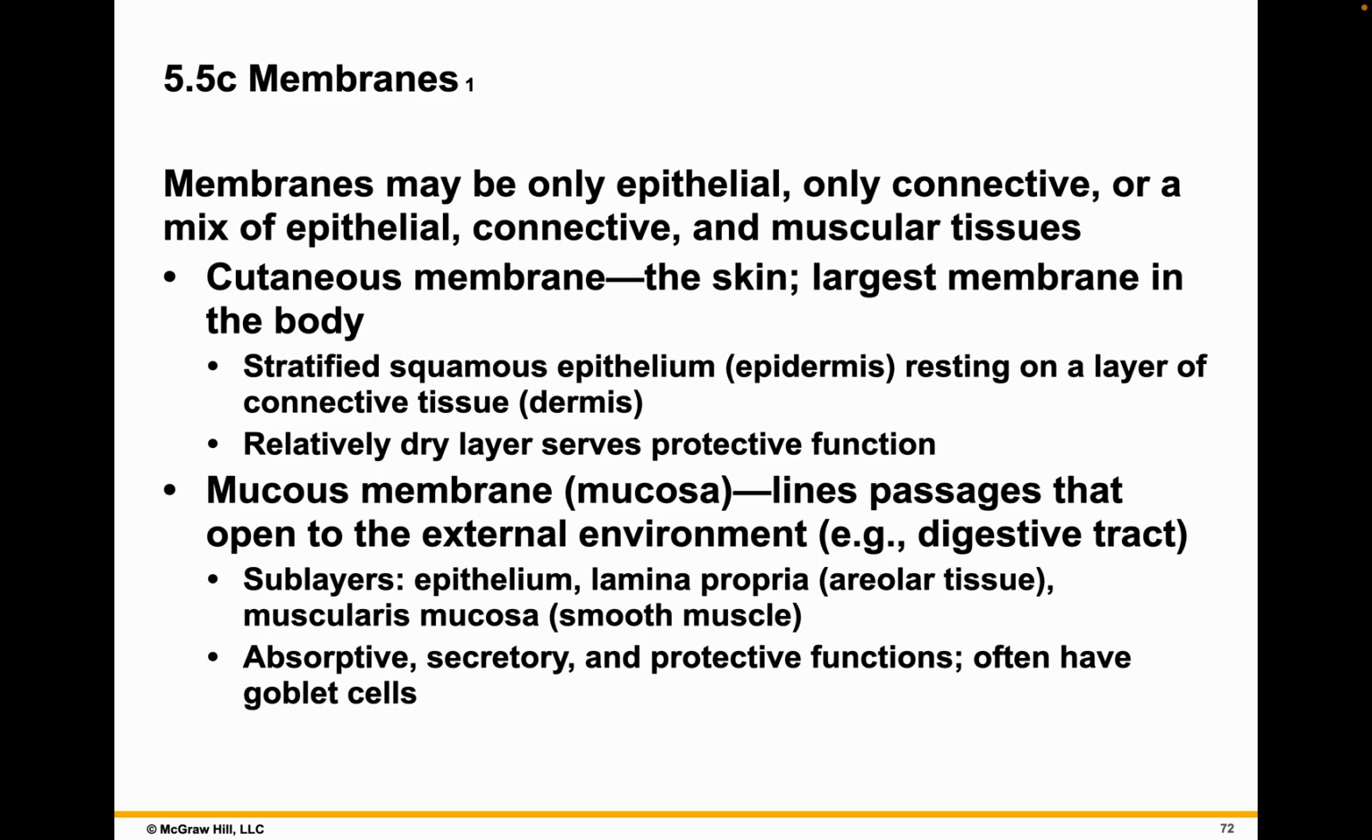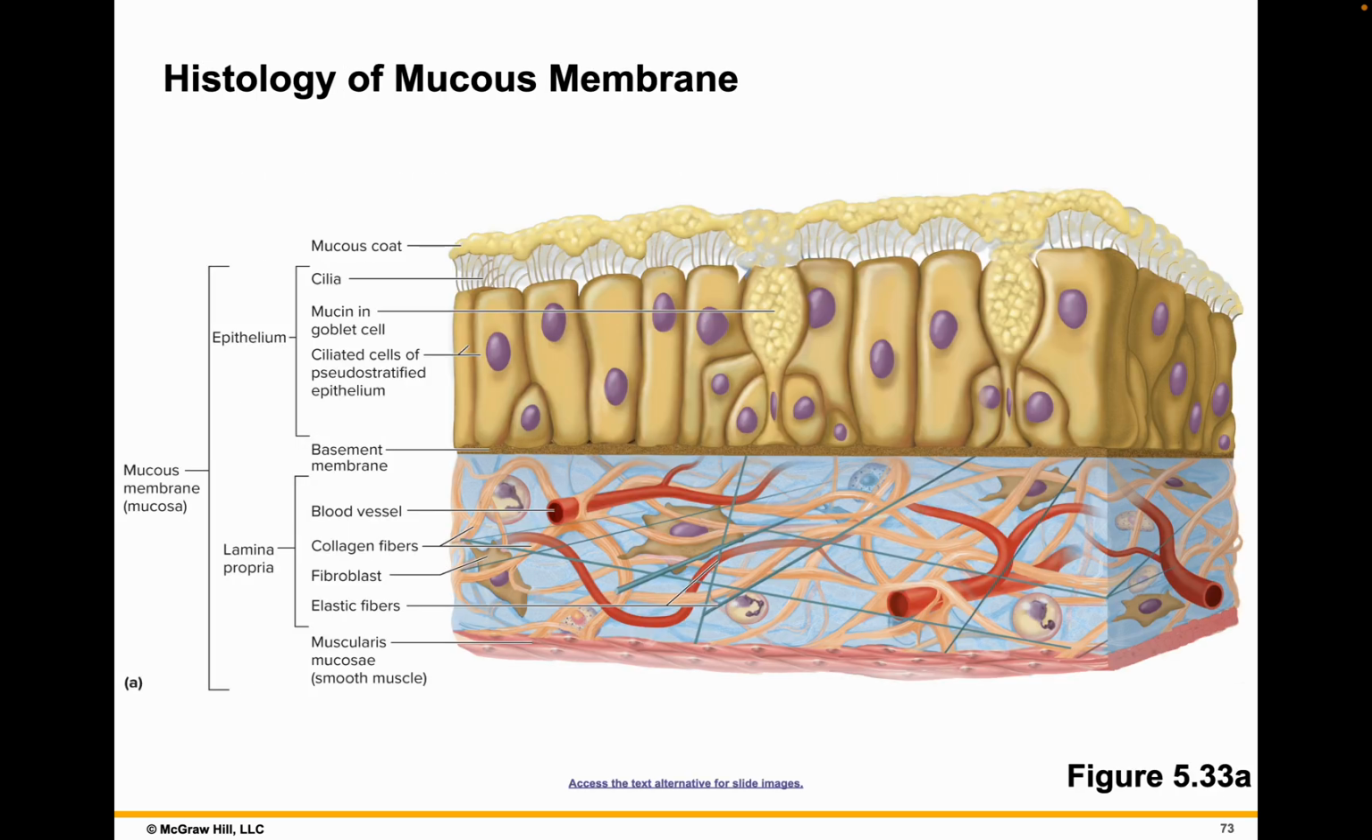Mucous membranes line the passages that open to the external environment, such as the digestive tract. They have sublayers: epithelium, lamina propria, and muscularis mucosae. They have an absorptive, secretory, and protective function, and often have goblet cells, as shown here.